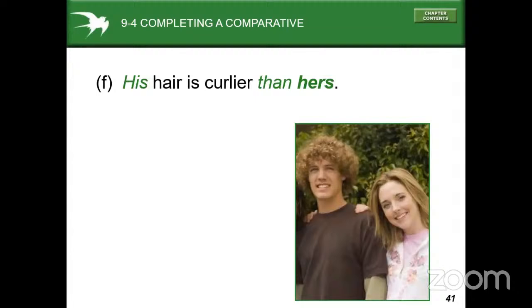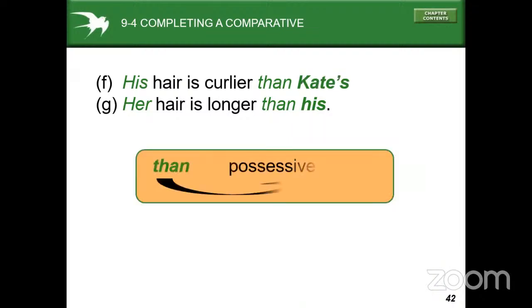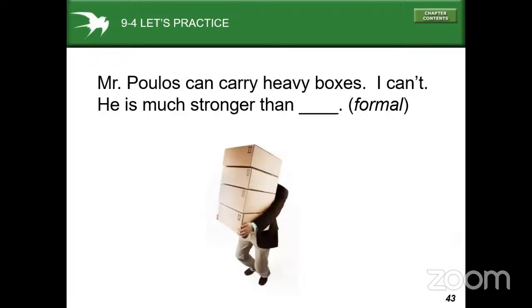His hair is more colorful than hers because her hair is striped, right? Her hair is longer than his. Or Kate's, we can say, possessive pronoun. Her hair is more colorful than Kate's. It's also possible to use it in that way. And how about this one? Can you read that one and try to use the formal way?